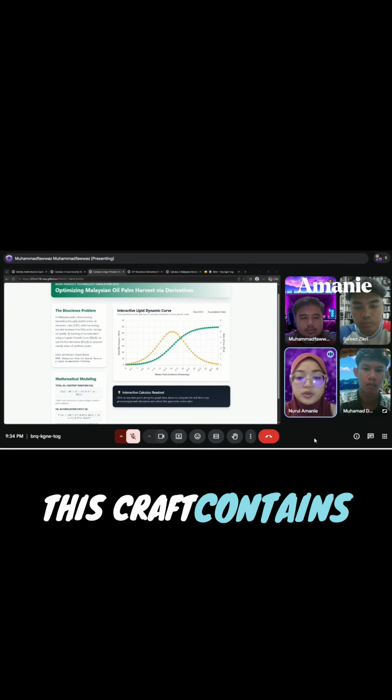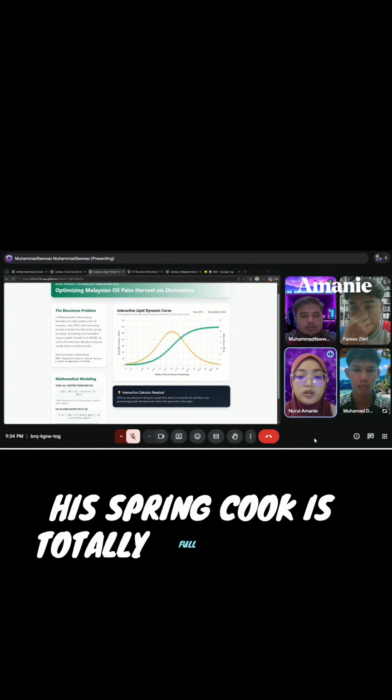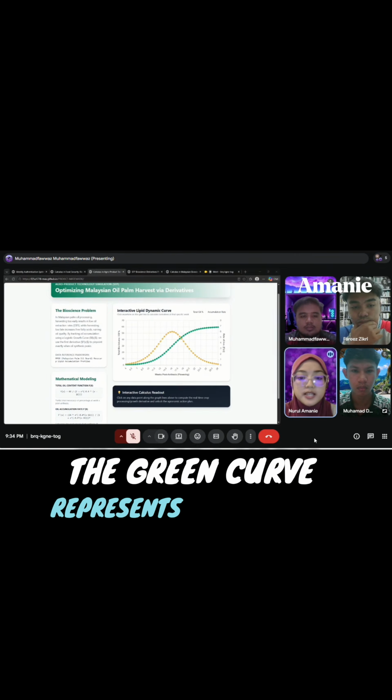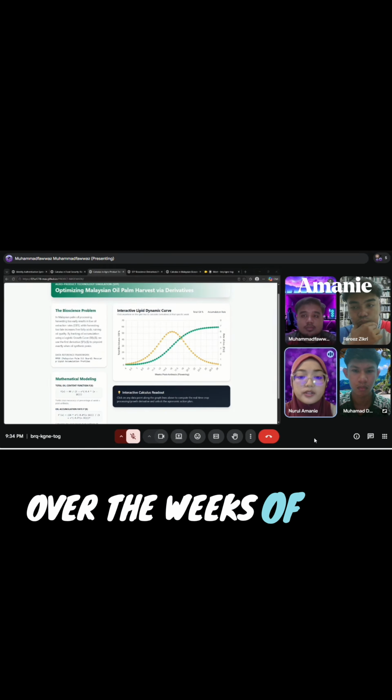This graph contains two main curves. The green curve is the total oil percent. The green curve represents the total amount of oil accumulated over the weeks of the analysis.